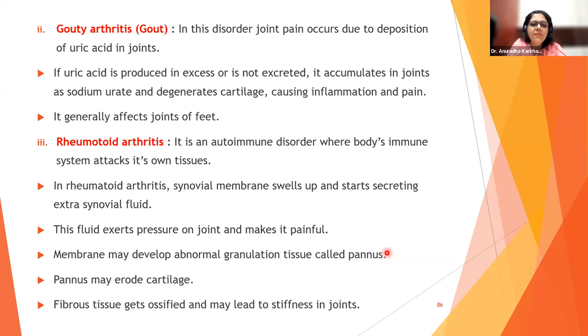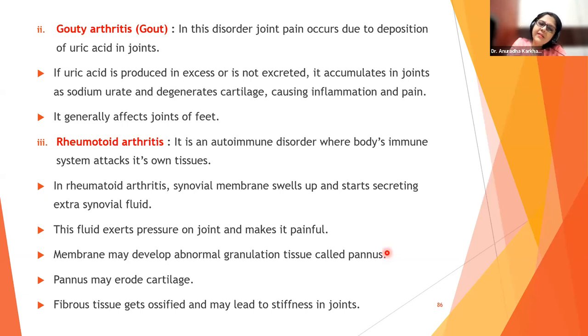Membrane may develop abnormal granulation tissues, which is going to be called pannus. Pannus may erode the cartilage, just like urate. Sodium urate kaise erode karta hai na? Similarly, the pannus will also erode the cartilage. Fibrous tissue gets ossified and it may lead to stiffness in the joints, causing tremendous pain.